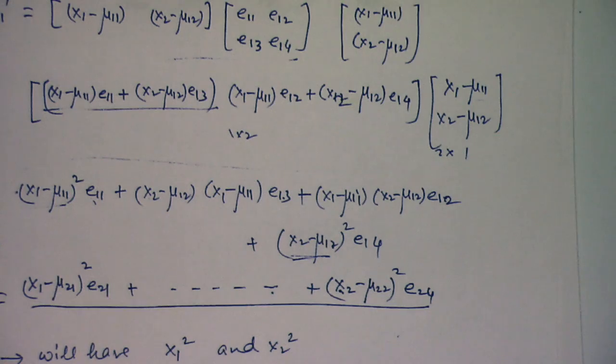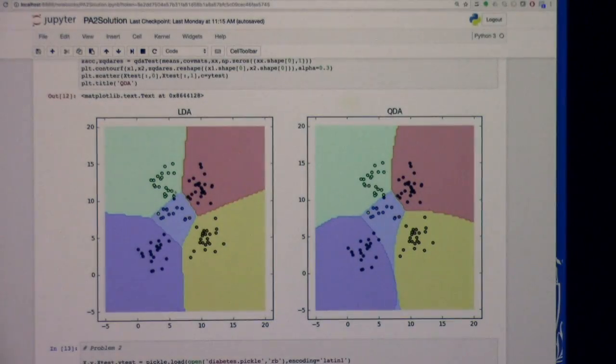And that is why when you compare QDA versus LDA, you see an effect like this. LDA gives you linear boundaries because when you do the comparison, there are no quadratic terms to compare against, whereas in QDA, the quadratic terms also have an effect. And that is why you see this. Any questions?